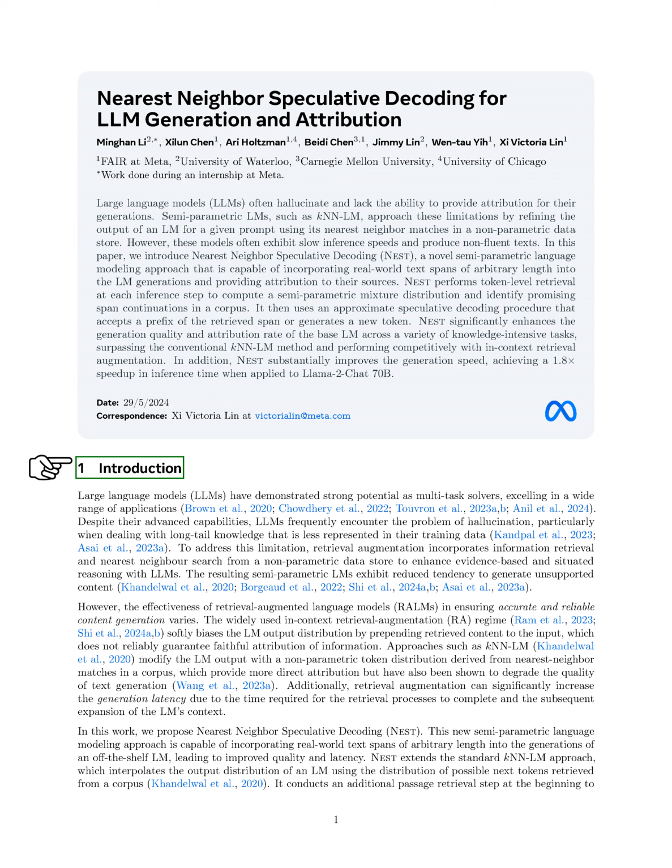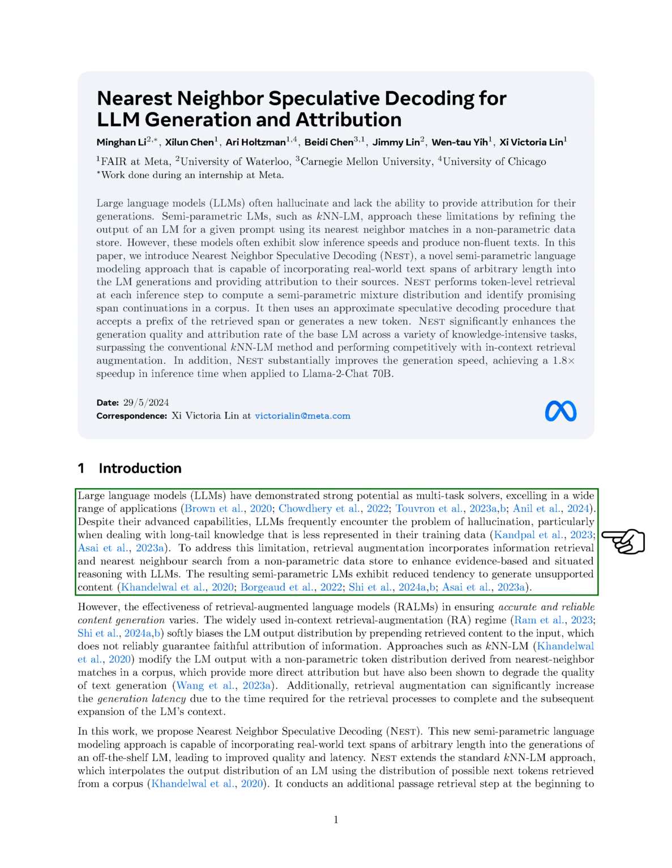Section: Introduction. In this section, we will discuss the challenges faced by large language models, LLMs, and how retrieval augmentation can help improve their performance. LLMs have shown great potential in solving various tasks but often struggle with hallucination, especially when dealing with less common knowledge. Retrieval augmentation combines information retrieval and nearest neighbor search to enhance reasoning with LLMs. This approach helps reduce the generation of unsupported content.